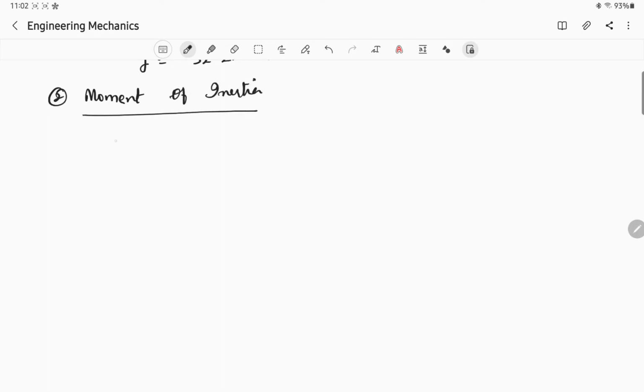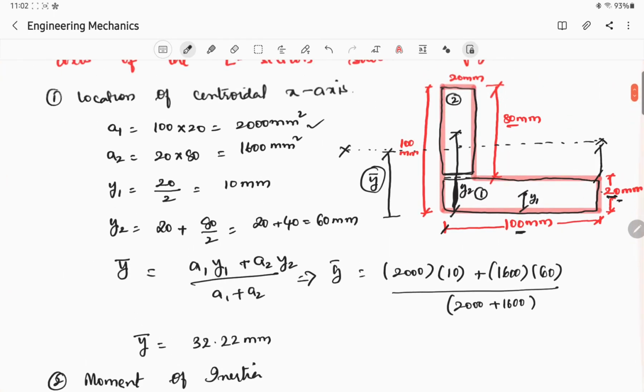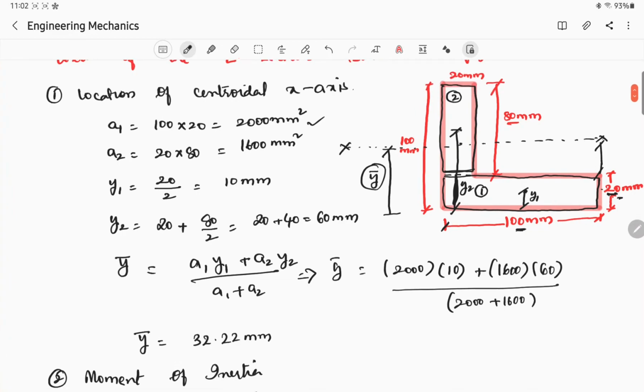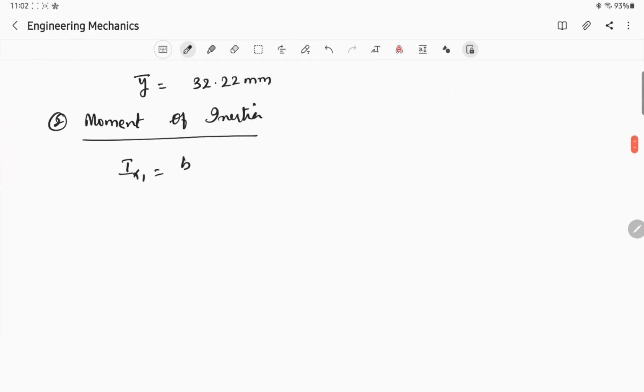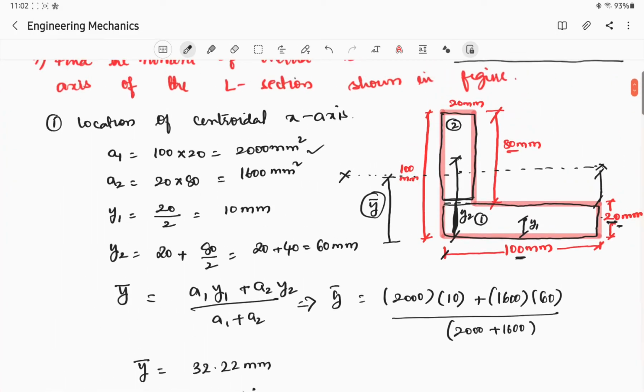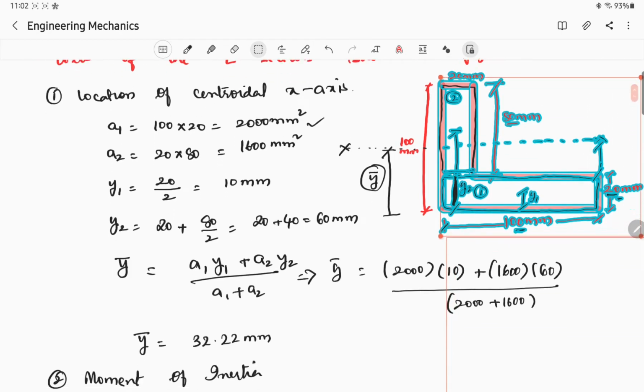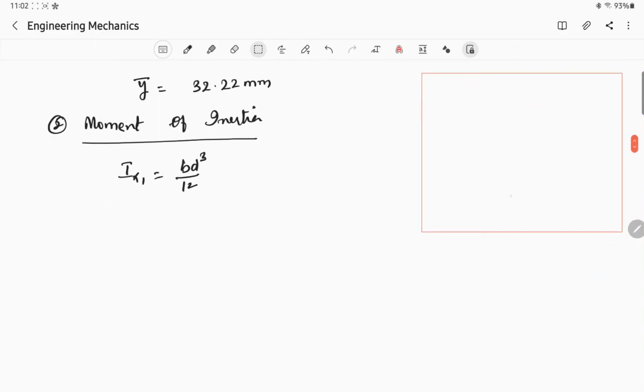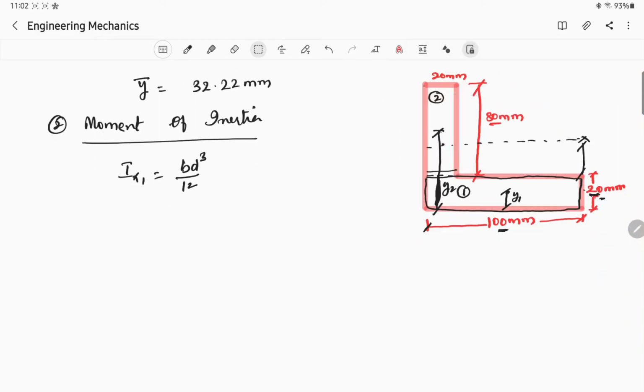So moment of inertia Ix1. What is the moment of inertia of the first element? BD cube by 12, right? This is the moment of inertia of a rectangular section. I have given you the formulas, right? We'll take down this L section to the downside so that our calculation will be easy for us.